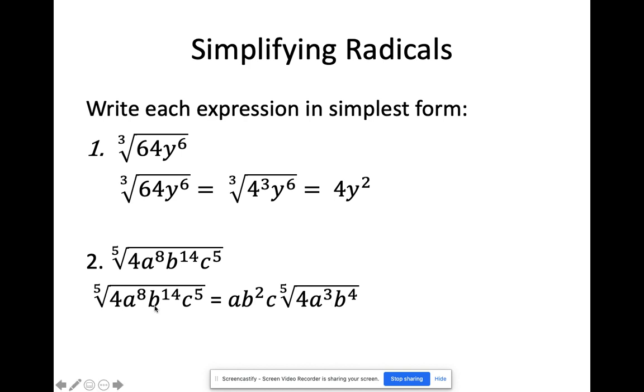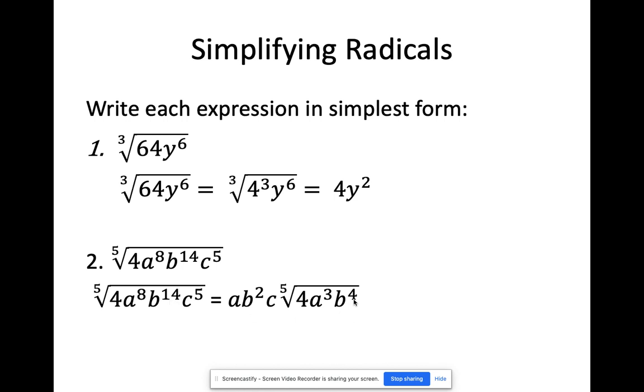Okay, let's go to B. What's the highest power in 14 that's exactly divisible by 5? That's going to be 10, right? Because 10 divided by 5 gives me what? 2. That's why you have now B squared. Do you guys get me? So which means I took 10 from 14. How much am I left with? That gives me what? 4 right there.